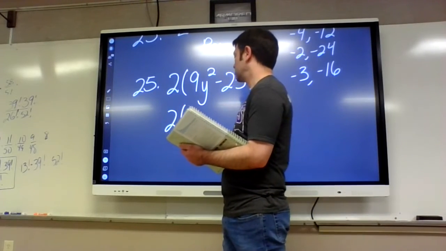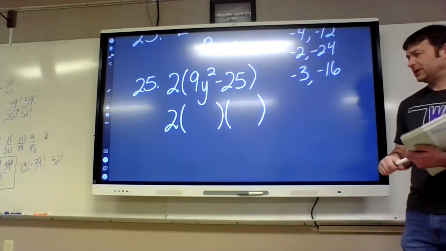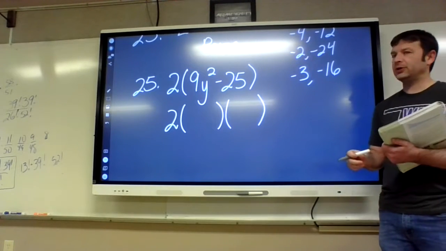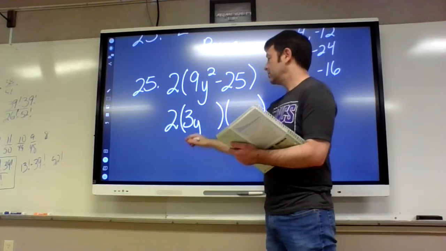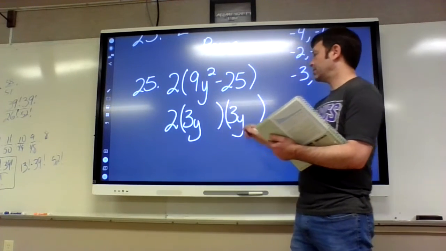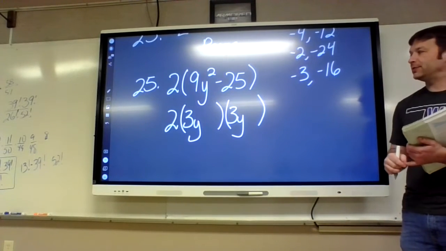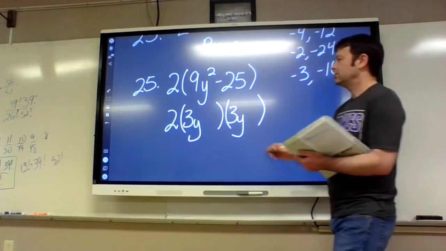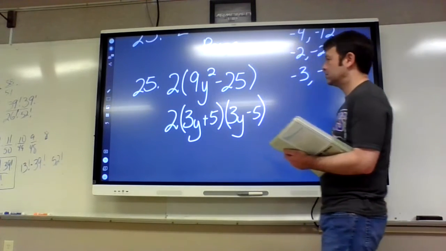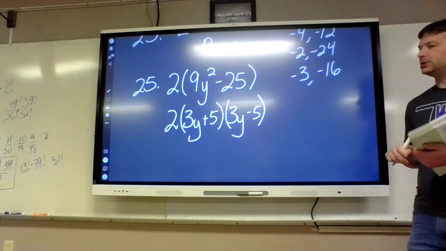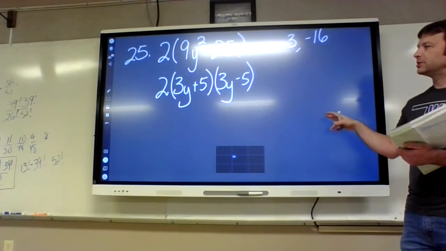A square minus a square. Both of those things have square roots. So what's going to go in the front? 3y times 3y. What's going to go in the back? What goes into negative 25? Plus 5 minus 5. You don't really have to check square minus the square, but you don't really have to, as long as you know what you're doing.